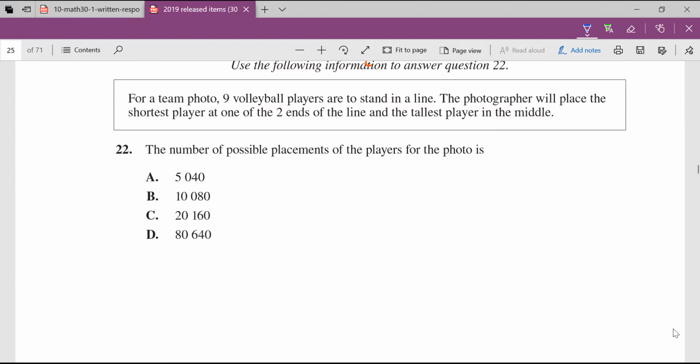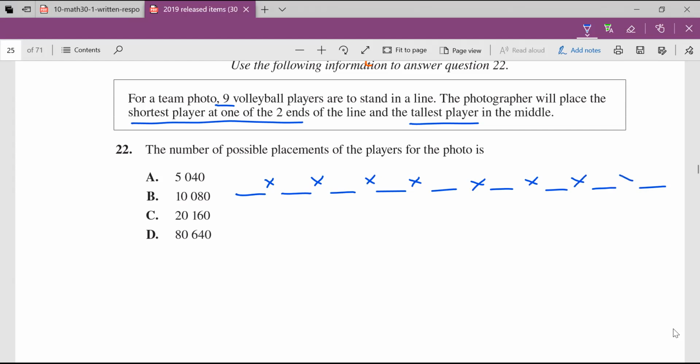So what do we got? For a team photo, we got 9 players, and they're standing in a line. So as soon as they're standing in a line, friends, that's a permutation. Order matters. The photographer is going to put the shortest player at one of the 2 ends and the tallest in the middle. Okay, draw a pretty picture. 6, 7, 8, 9 people. And we're multiplying. So if this was a written question, I would want to show my operations like that.